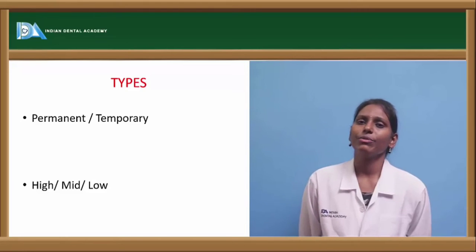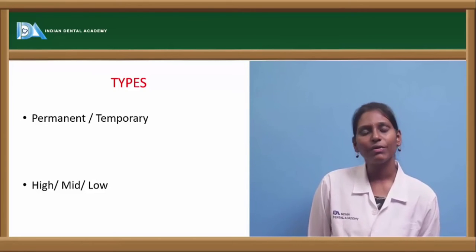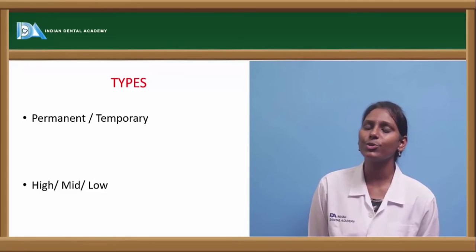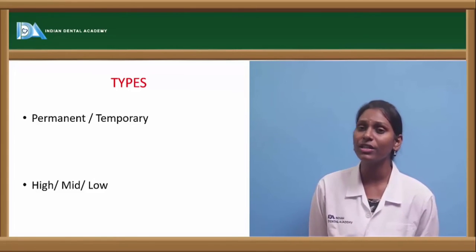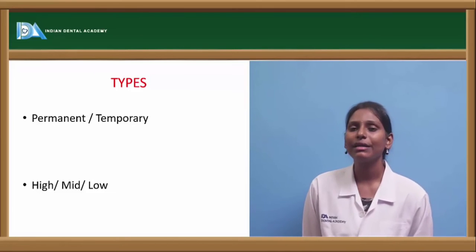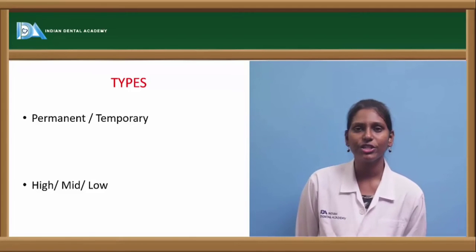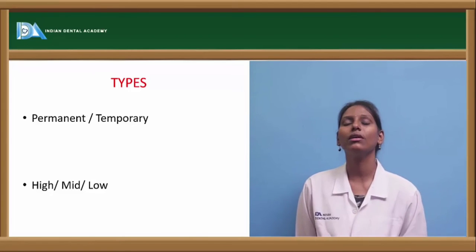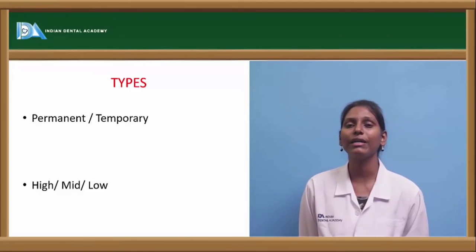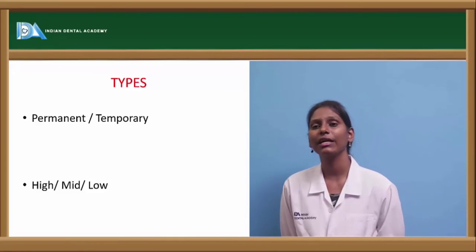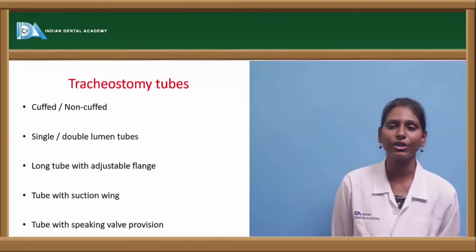This is a picture showing the anatomy of the trachea again. In the tracheostomy procedure, we again have two different types: permanent tracheostomy and temporary tracheostomy. Temporary tracheostomy is usually done to create artificial ventilation in case of emergencies. Permanent tracheostomy is done in patients having large laryngeal tumors or paralysis of the breathing muscles. And based upon the position of the tracheostomy, we have high, mid and low tracheostomy.